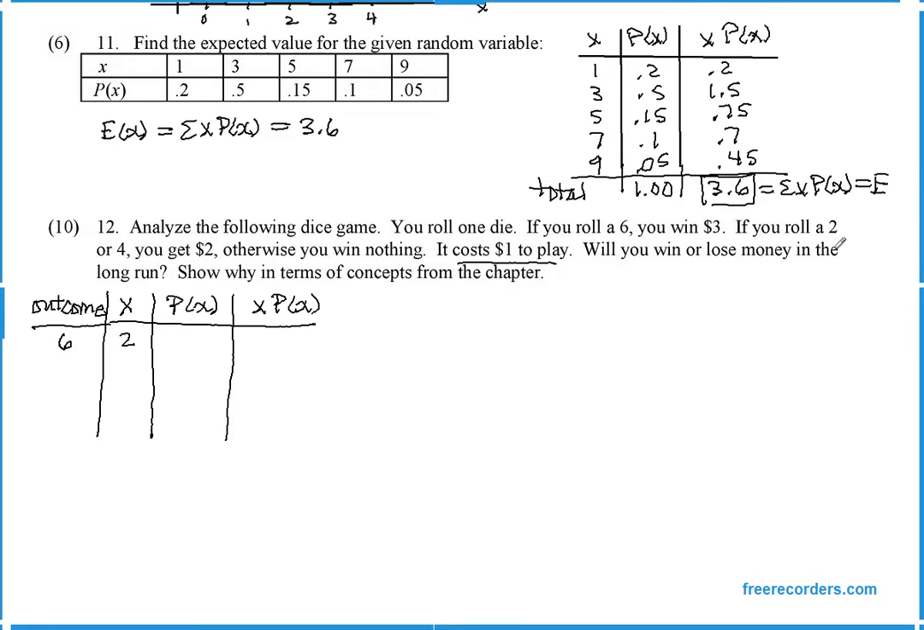If you roll a 2 or a 4, you get $2. So if your outcome is a 2 or a 4, then you get $2, but it costs 1 to play. So 2 minus 1 would be 1. Your net winnings would be 1. So this x here is your net winnings.